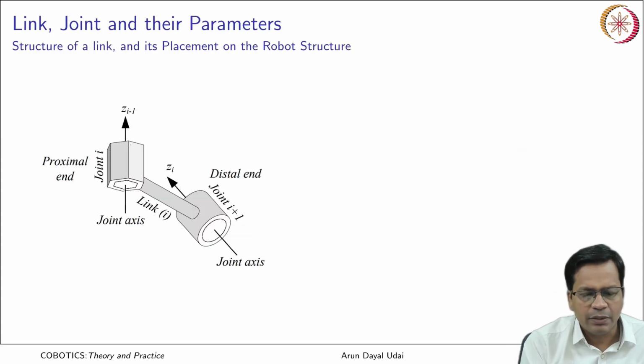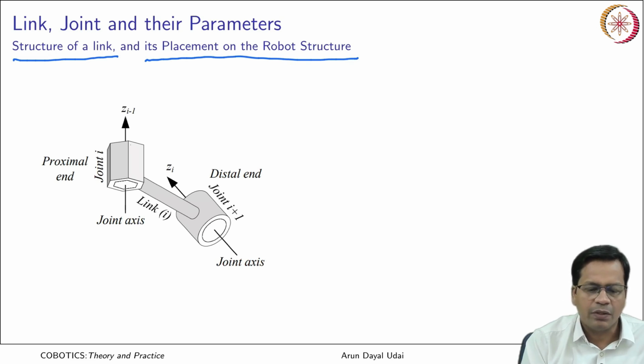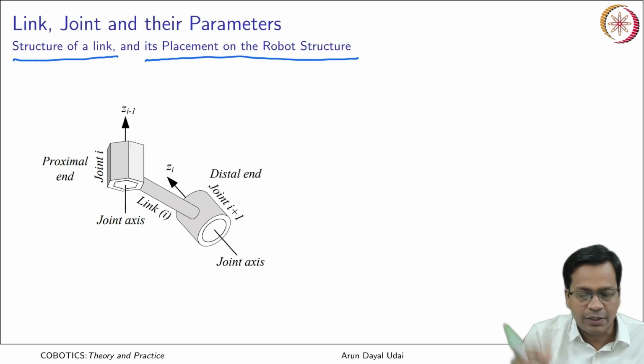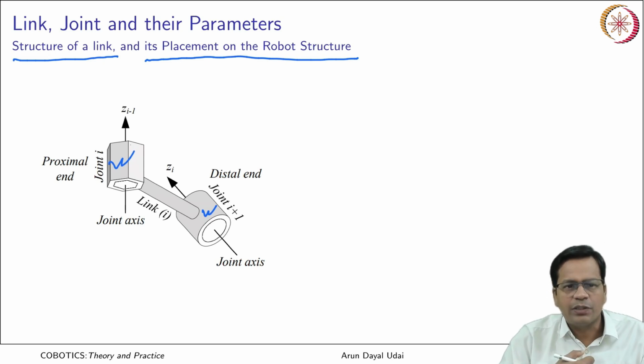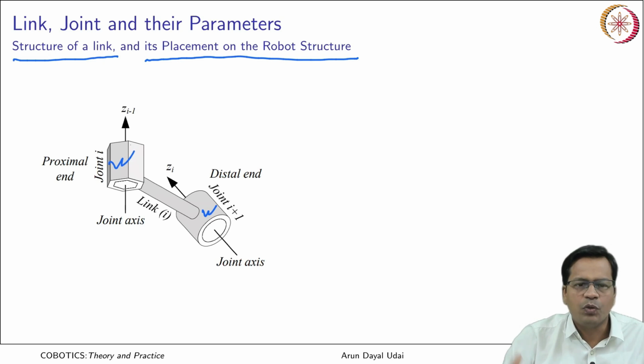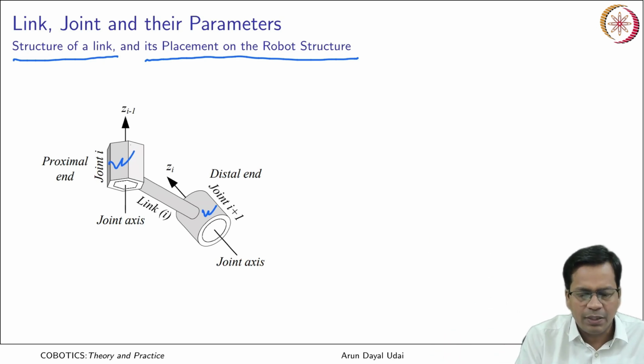We'll define that. This basically defines the structure of the link and its placement on the robot structure. Not just the link itself, it also defines where and how it is placed on the robot structure. A link should have a shape like this, as given here. It starts with a joint here and terminates with another joint. If the starting joint moves, the whole link moves, and this link ends with a joint which connects to the next link that comes.